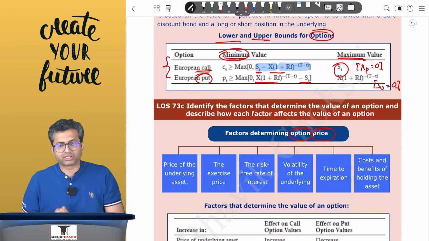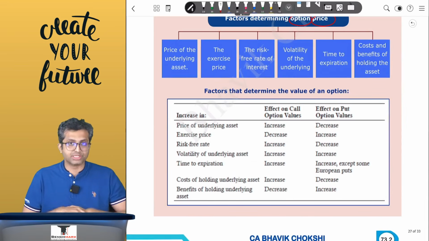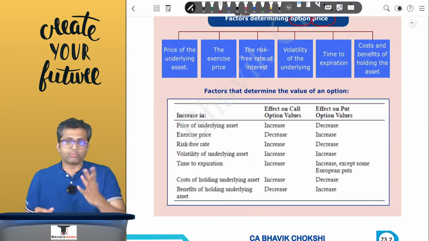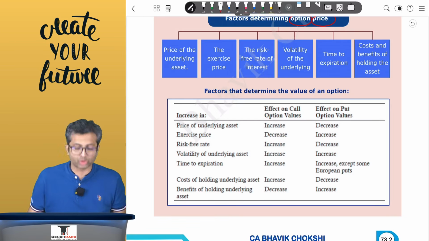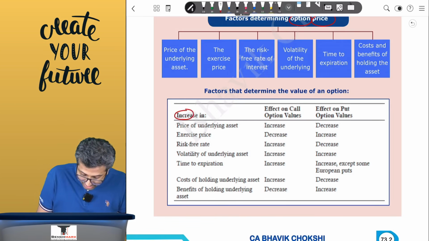There are a lot of factors which will affect this, and over here we have tried to summarize the impact of these important factors, which will definitely be helpful for your MCQ working. Like, what will happen if there is an increase in the price of the underlying asset?